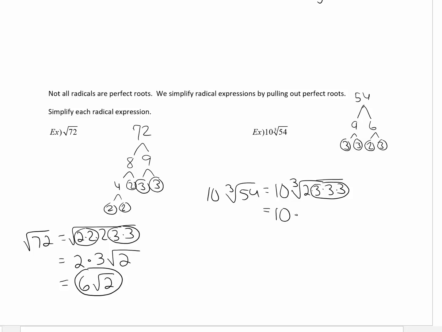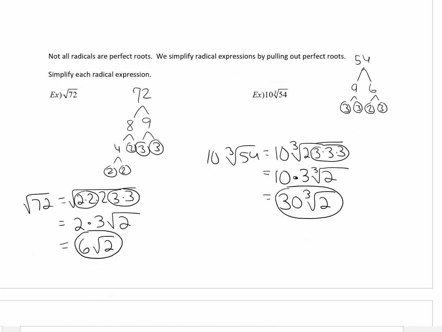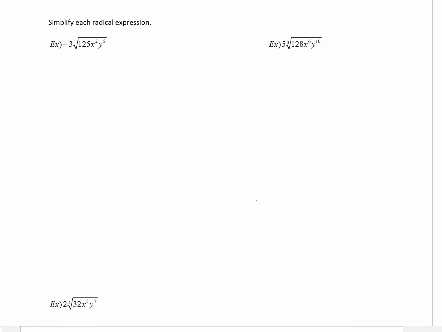Since I've already got a 10 on the outside, I take the 10 and multiply by the 3 I'm going to put on the outside. The 2 still stays under the radical. And then take 10 times 3, and that's 30. Okay, so the next few examples, the only thing different I'm going to add is variables under the radical. All right, so let's start with 125. So 125 breaks down as 25 times 5, and 25 breaks down as 5 times 5.